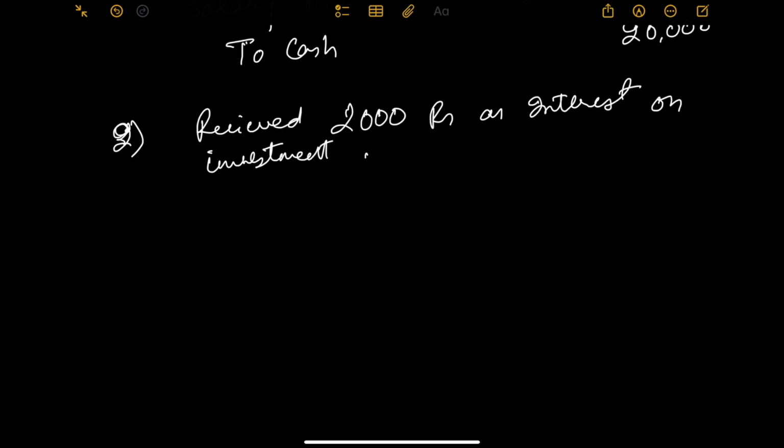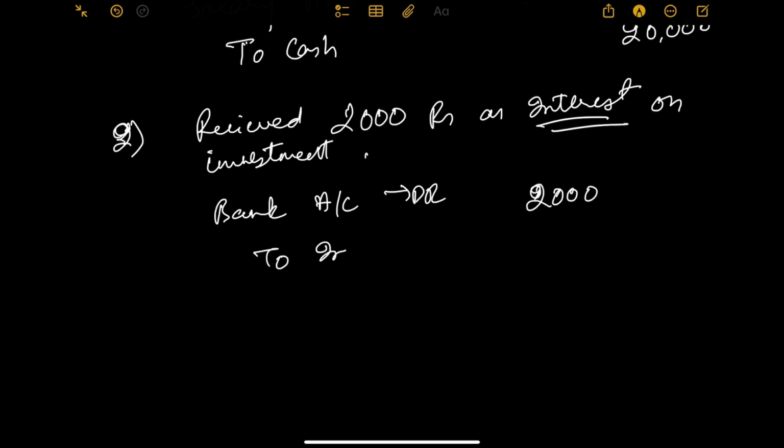So which are the accounts that are getting affected here? One is the real account and other one is the interest account, right? Interest is nominal account and bank is a real account, you can say cash, because our bank account balance is increasing. So it's something that intangibly it's a gain to us. So we are debiting the bank account, debit rupees 2,000, to interest rupees 2,000.